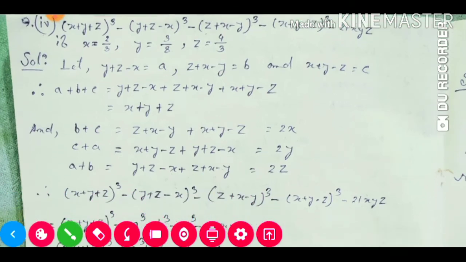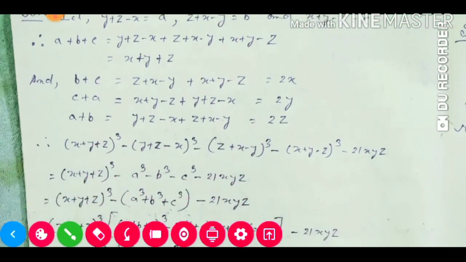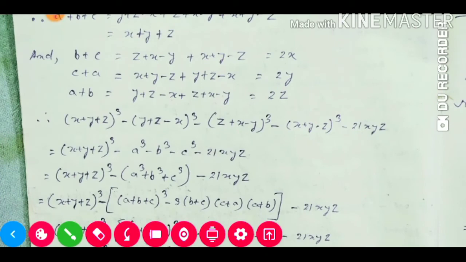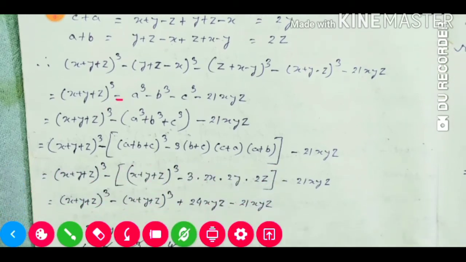Now the given expression, whatever the expression given, this one will be c. So x plus y plus z will remain the same. Then this portion we took as a, so it is a cube, this portion is b cube, this one is c cube, minus 21xyz. Now we'll take minus as common. If we take minus as common from here, so this portion will be positive, a cube plus b cube plus c cube, minus 21xyz.